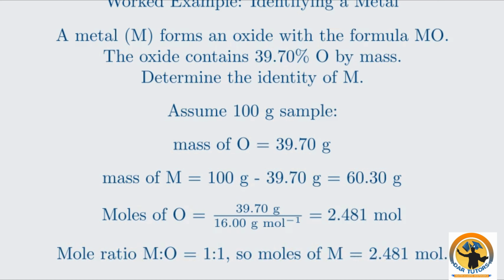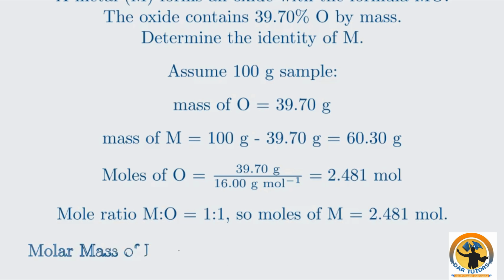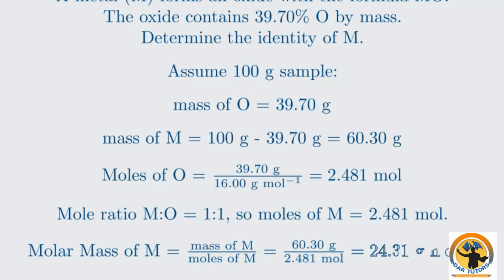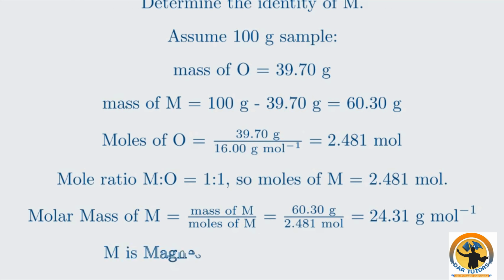To identify the metal, we need to find its molar mass. Molar mass is mass divided by moles. We divide the mass of the metal we calculated, 60.30 grams, by the moles of the metal, 2.481 moles. This gives a molar mass of 24.31 grams per mole. By looking up this value on the periodic table, we find that the relative atomic mass of magnesium is 24.31. Thus, the metal M is magnesium. So, by combining percentage composition and mole calculations, we can successfully identify unknown elements in a compound.